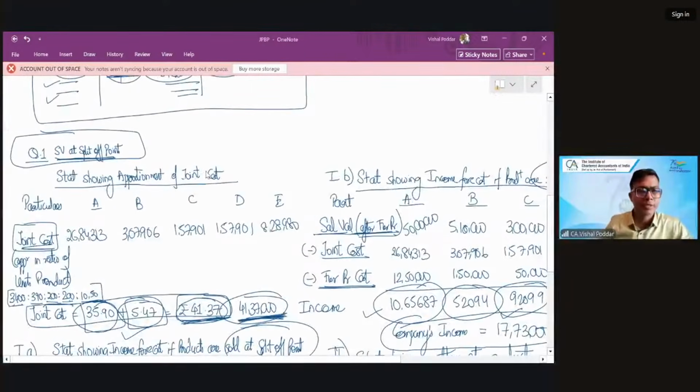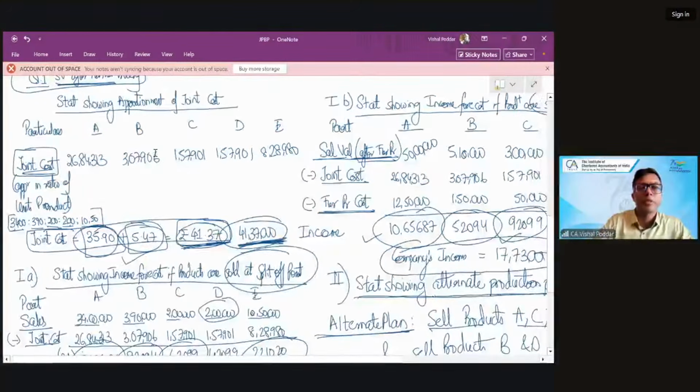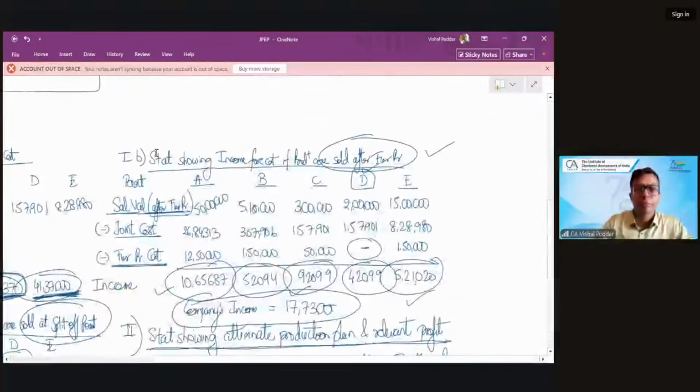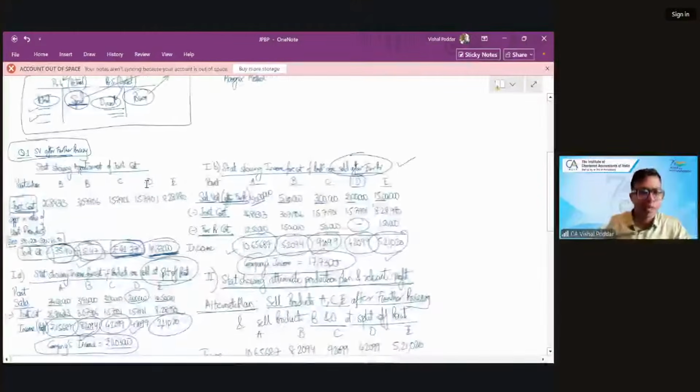Now, students, what is the third method? The third method is now we take sales value after further processing. So the third method is sales value after further processing means this one. Now this becomes your ratio: 5,000, 510, 300, 200, 1,500. Because this is your sales value after further processing, this will become my ratio.